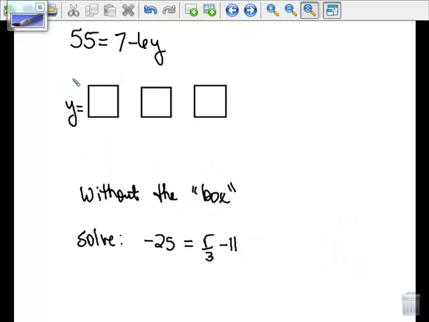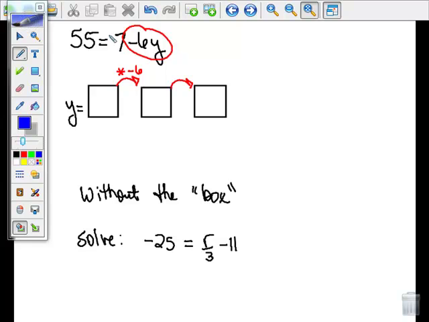Let's try one more. So we have y equals, and then this one looks a little bit different, but I still want to do it the same way. The first operation that's happened to the y is that it's been multiplied by a negative 6. And then this 7, I don't look at this and say, oh, I have to add 7 because there's a subtraction sign. You might want to think of this as 0 plus 7. So that lets me know, oh, 7 was actually added. And the result was 55.